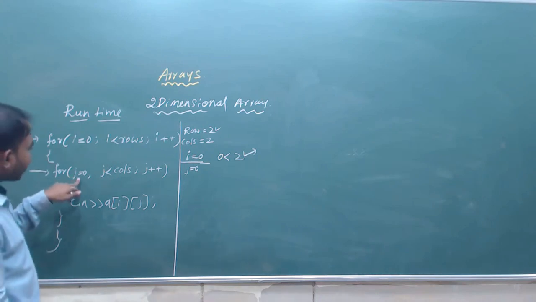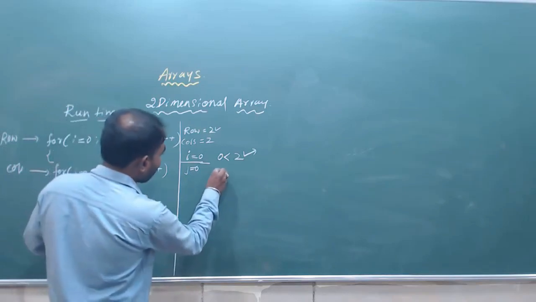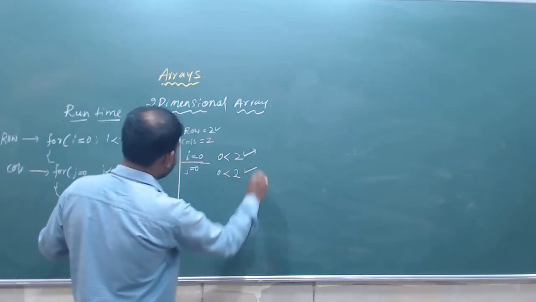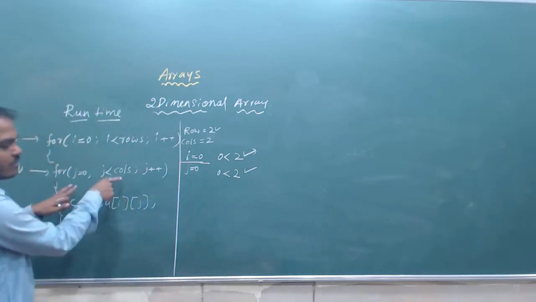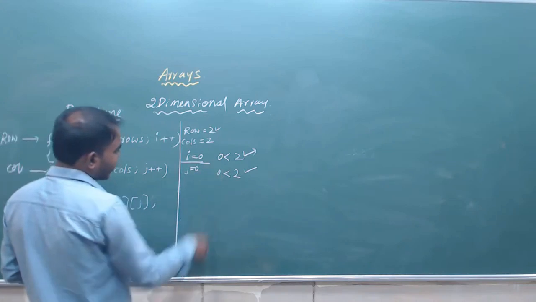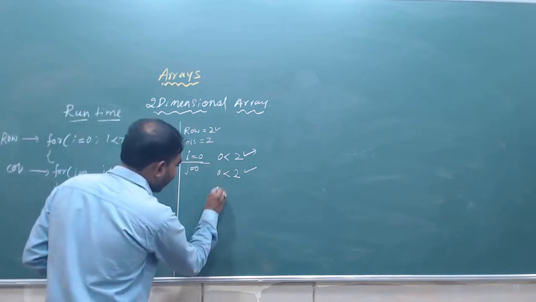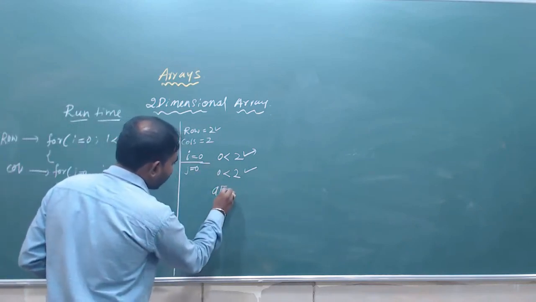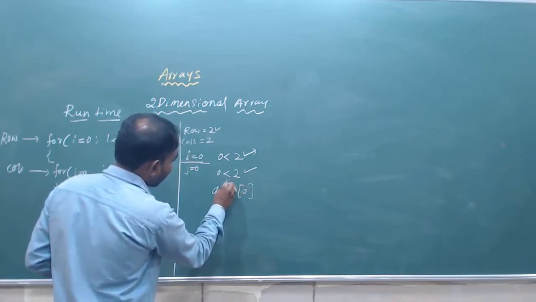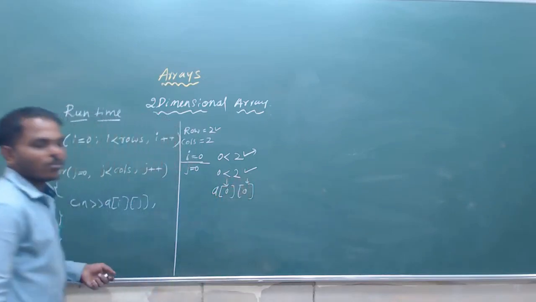Then what? j is equal to 0 we have. So 0 is less than 2. This condition is also satisfied. So this is for columns and this is for the rows. Both the conditions are satisfied. Then what is the value of the array here? 0 and 0. Right? So this is for row and this is for the column.